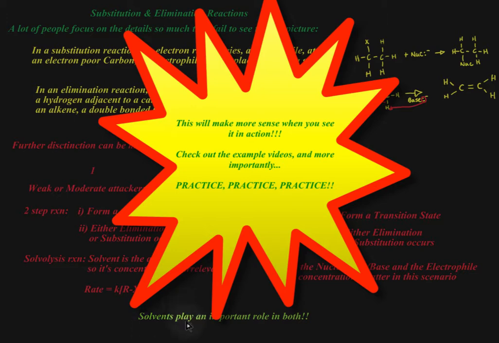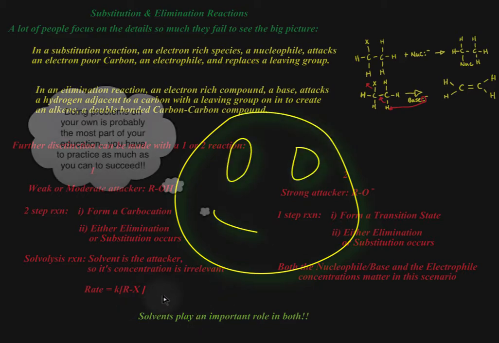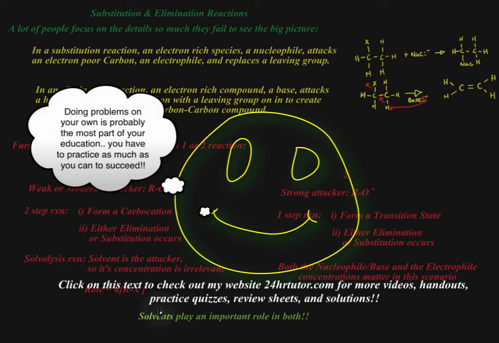There are things like heat that can favor elimination reactions. Silver nitrate can push things towards certain directions. So make sure you know the details. Again, practice, practice, practice, and you'll feel right at home with these reactions. Otherwise, you might feel a little lost.